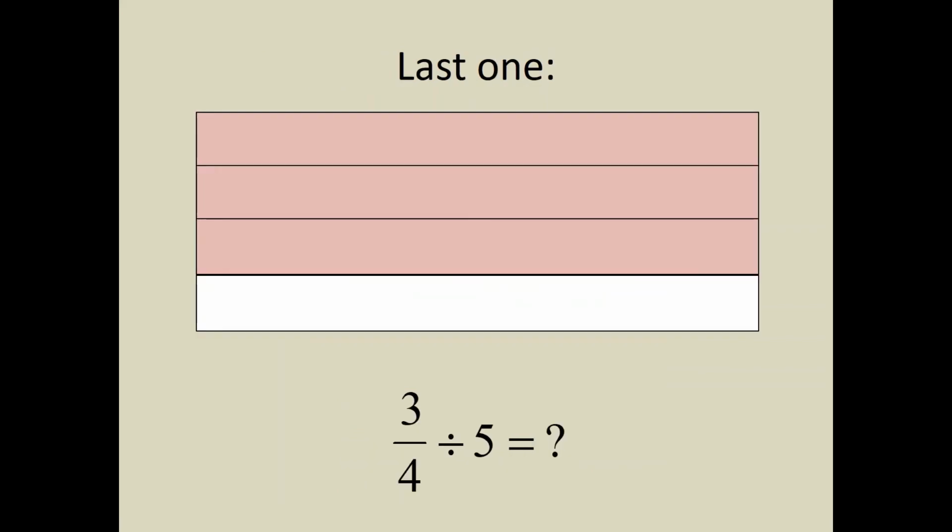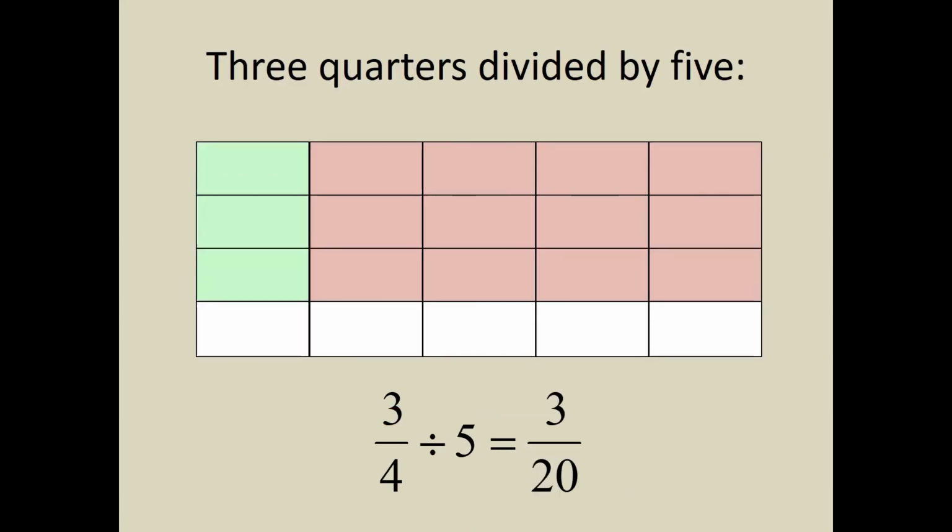Last one, 3/4 divided by 5. Again, put it over 1, times it. 3 times 1 is 3. 4 times 5 is 20. 3/20 is your answer. Hopefully you can apply those skills to your lesson, what you do now.